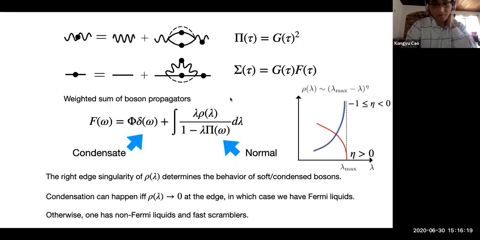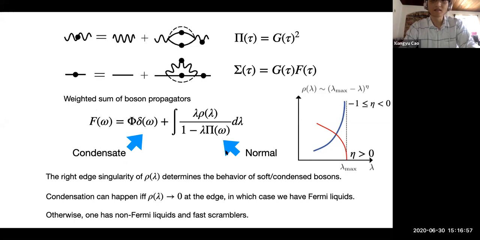So to further discuss that, let us rewrite the Schwinger-Dyson equations a little bit. Here my fermions are coupled to a lot of bosons with different coupling strengths. So it will be convenient to introduce a weighted sum of boson propagators like this. And this sum has two parts. There will be possibly some condensed bosons, which will have a zero frequency contribution, and then you will have some normal bosons, which is an integral over the distribution.